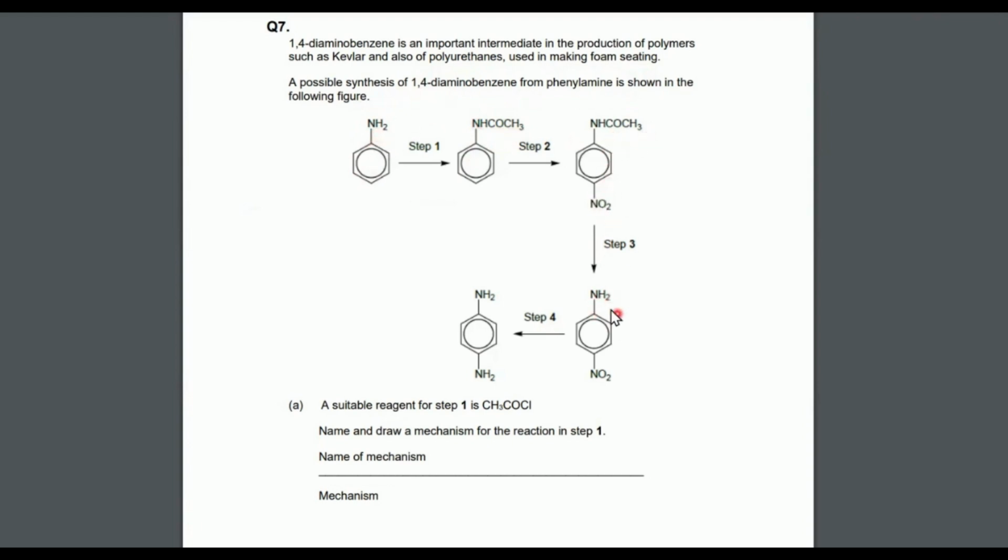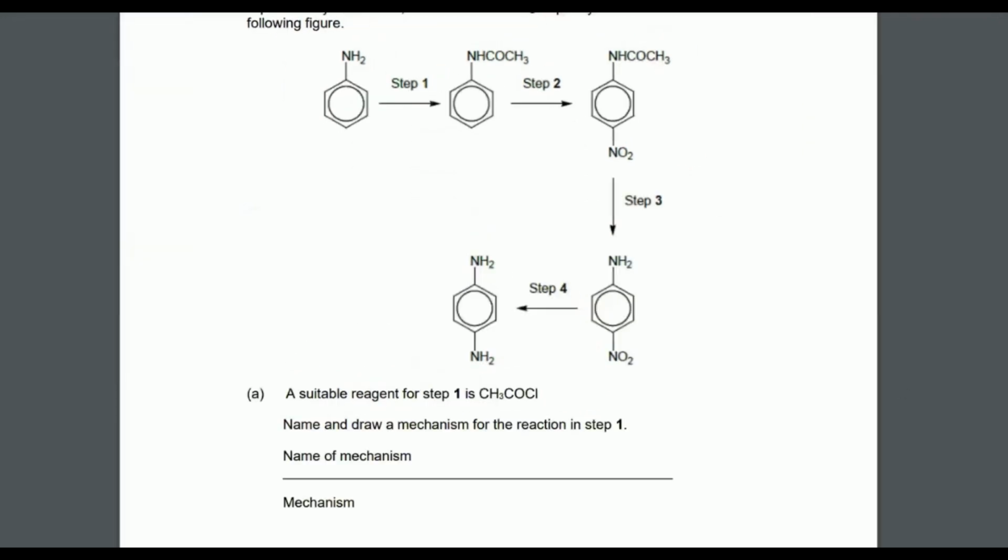In step 2, we've had a nitro group added at the bottom. And then in step 3, we have gone back to an amine and a nitro group. And then in step 4, we've turned that bottom nitro group into another amine. A suitable reagent for step 1 is CH3COCl, that is ethanoyl chloride. Name and draw a mechanism for the reaction in step 1. And there we go. Let's get into it.